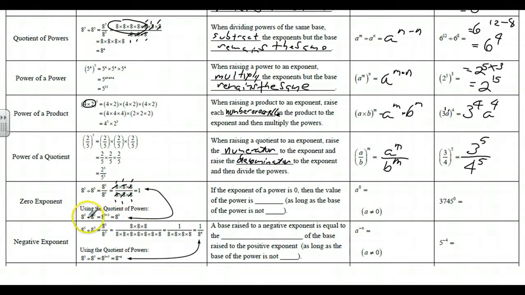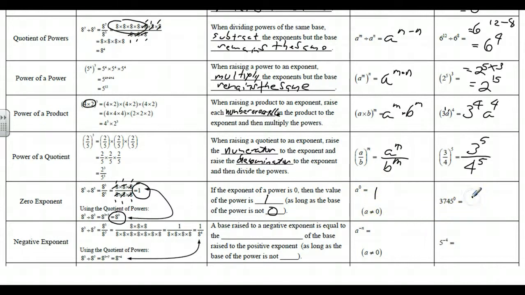If we use the quotient rule, 8 cubed divided by 8 cubed is 8 to the 3 minus 3. That's 8 to the 0. Then these two things, 8 to the 0 and 1, must be equal to each other. And that means if the exponent of a power is 0, then the value of the power is 1 as long as the base of the power is not 0, right? We can't do 0 to the 0. So a to the 0 is 1 as long as a is not equal to 0.